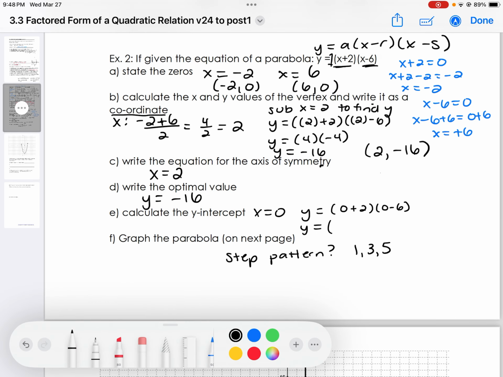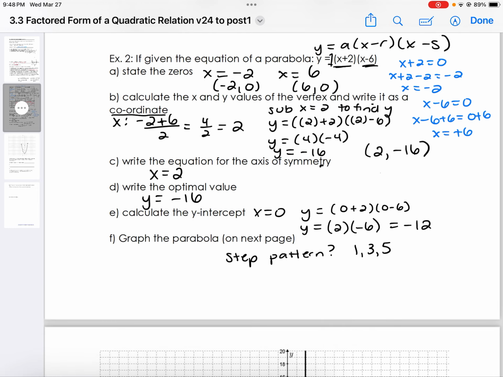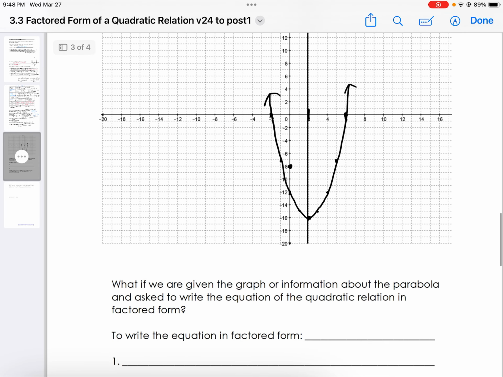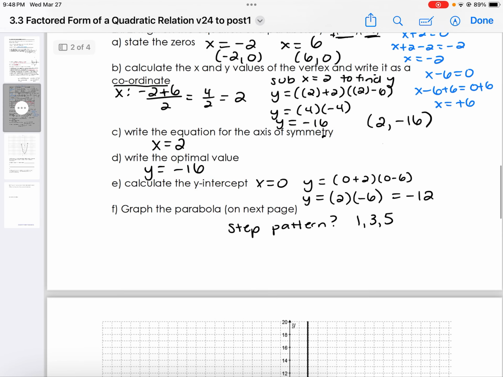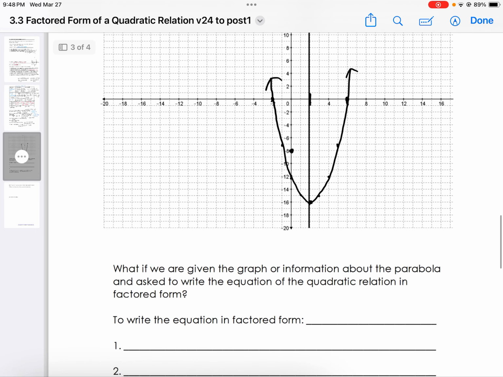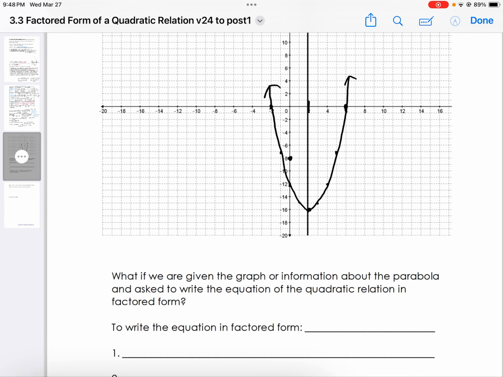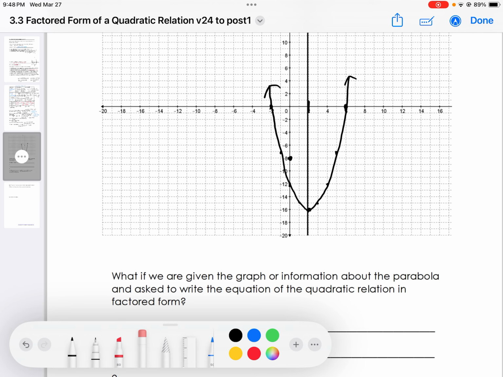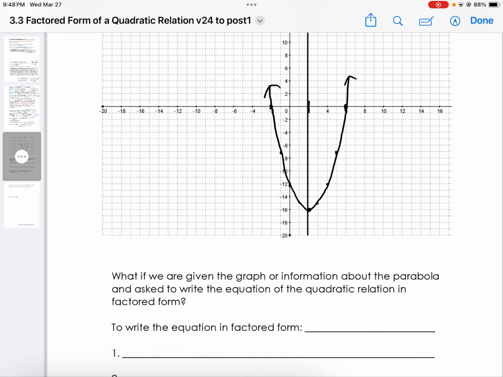Okay, so 0 plus 2 is 2. 0 minus 6 is -6. -6 times 2 is -12. Mrs. Todd, what were you thinking? So the y-intercept, sorry, is -12, which is what I just showed there. So that's why sometimes, first of all, it's okay to make mistakes. But second of all, it's helpful to have the algebra, but also to have the graph.